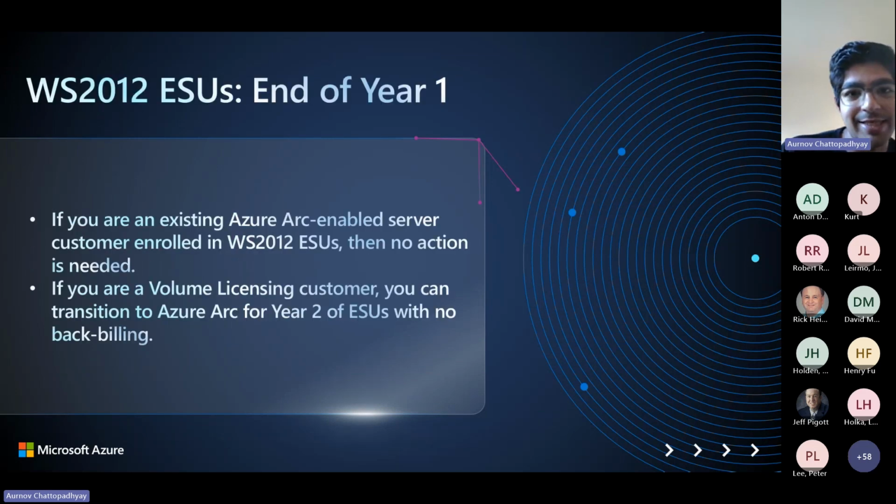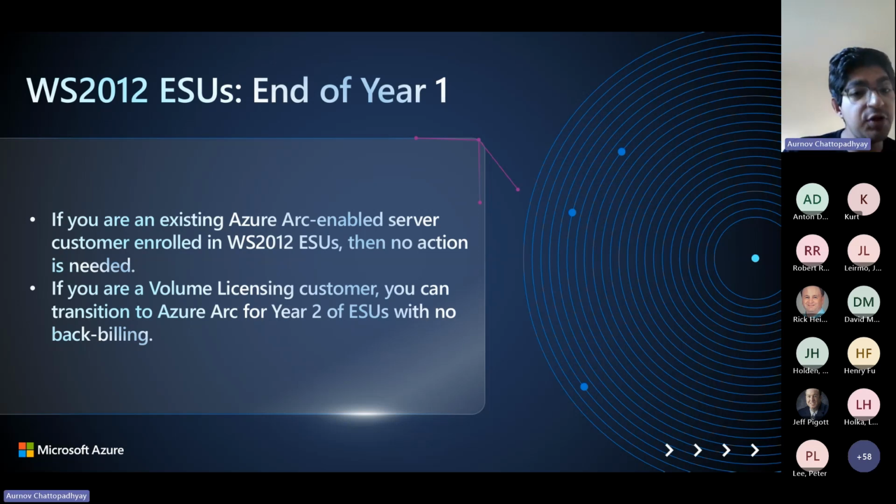One quick note of housekeeping, and that is Windows Server 2012 extended security updates. We've actually just reached, and I can't believe it, the end of year one of Windows Server 2012 ESU. So what does that mean? If you're an existing Arc customer already enrolled in Windows Server 2012 ESUs, you don't need to do anything. You don't need to re-provision licenses. You don't need to reactivate. It'll automatically continue your subscription month over month at that same cost.